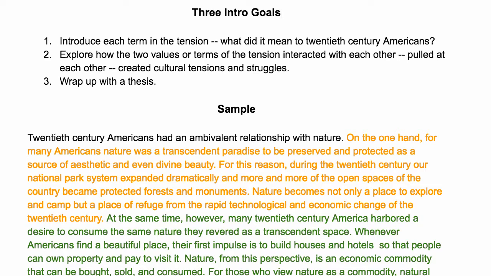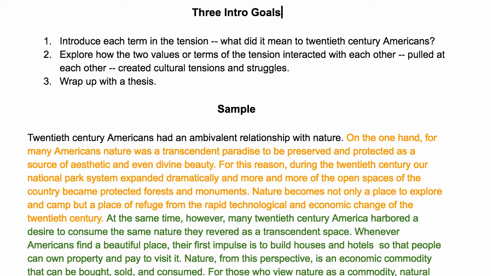So oddly enough, the first thing your reader is going to see is the last thing you're going to write. You've got your four body paragraphs, you've got your conclusion, you've got your thesis. Now, after everything is together, it's really important to create an intro that explains to the reader what your tension meant in 20th century American culture.